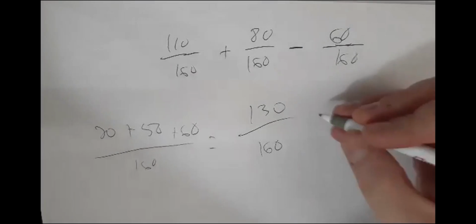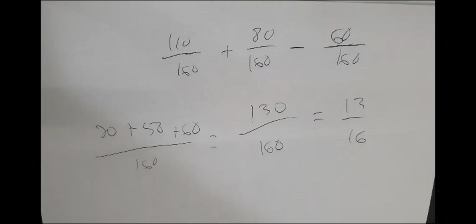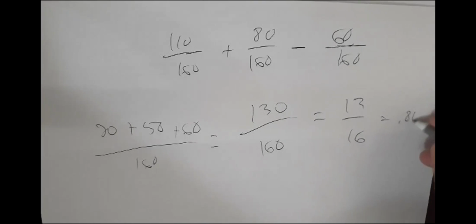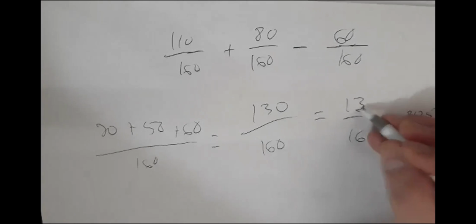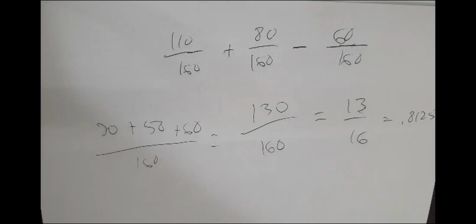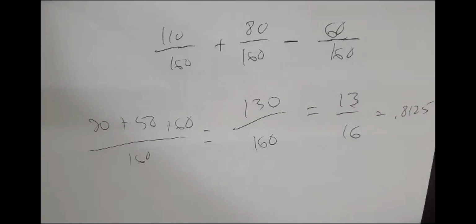Anyway, it should be 130 out of what? 160, or 13/16. 0.8125, I think is what the decimal is. The exact decimal. We're gonna have to approximate this one. Any questions?